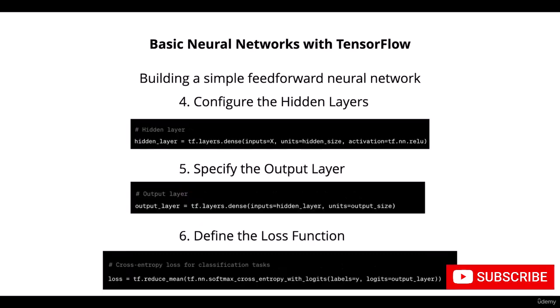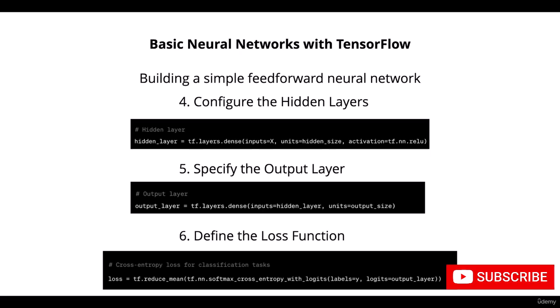Step number 4 is configure the hidden layers. Define the hidden layers of your neural network, specifying the number of neurons and the activation function for each layer. You can do that by saying hidden layer equal to tf.layers.dense, inputs equal to X, units equal to hidden size, and activation is tf.nn.relu.